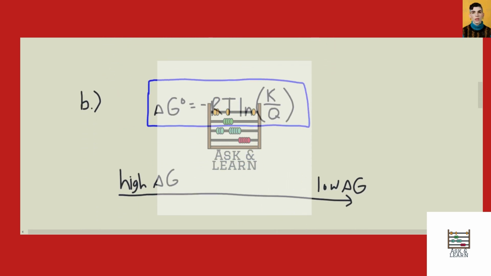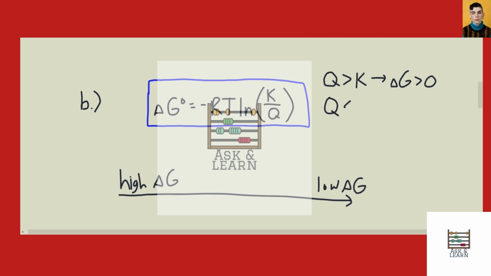And so based on this, we can see that if Q is greater than K, then that means that delta G will be greater than 0. The reason for that is that if Q is greater than K, then this denominator value is greater than the numerator to make that ratio come out to be less than 1. When we take the ln of a number that's less than 1, it becomes negative. But with this negative sign out in front, that will be a positive value.